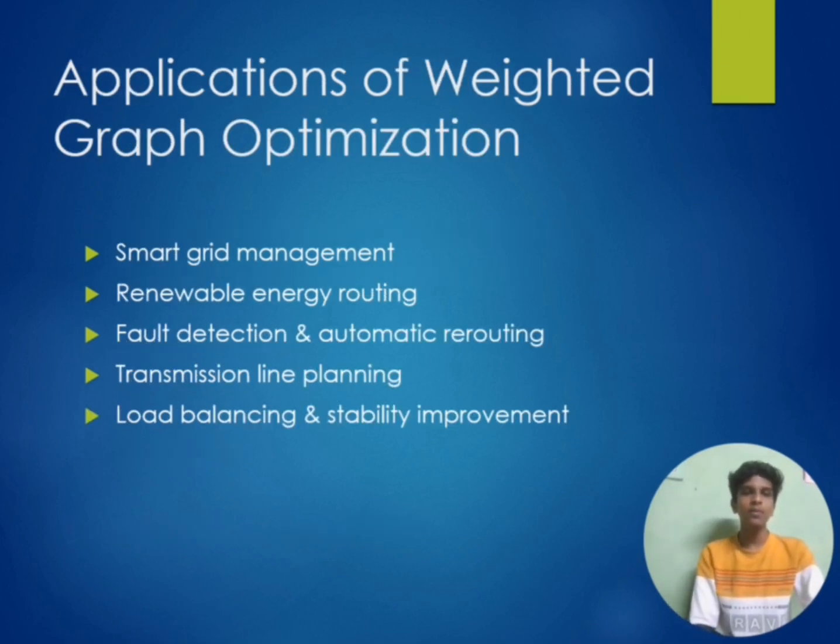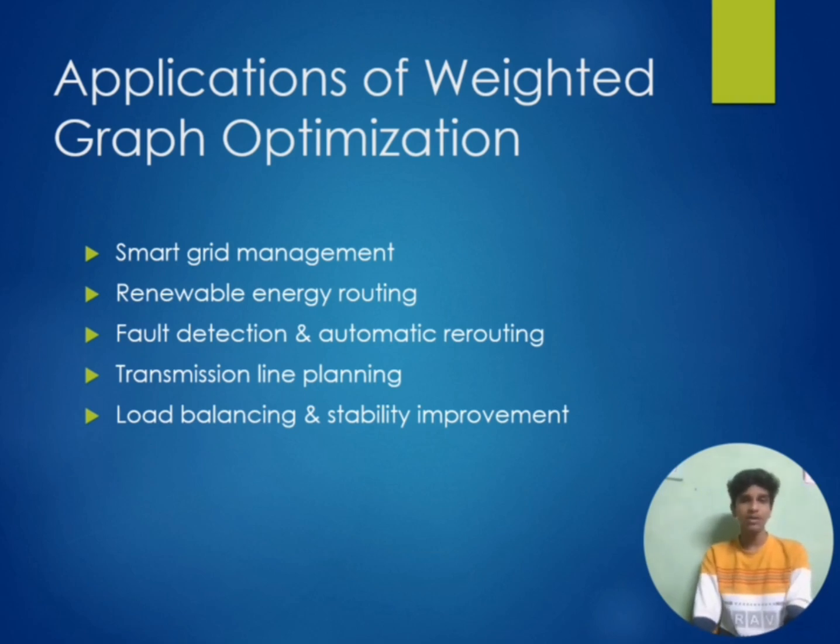So this is not just about the theory. This kind of optimization is also used in the real world right now. In many critical applications like smart grid management, it's used to automatically route power based on real-time demand. For renewable energy, it's essential for figuring out the most efficient way to get power from a distant wind farm or solar plant to a city, and it is also used for fault detection. If a power line is damaged, the graph is instantly recalculated to find the next best route.